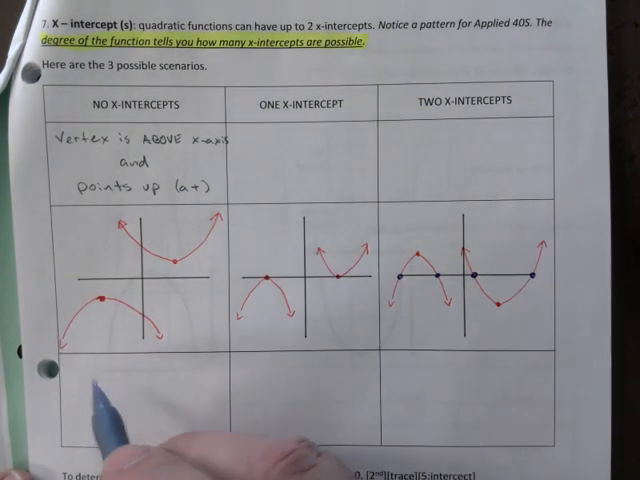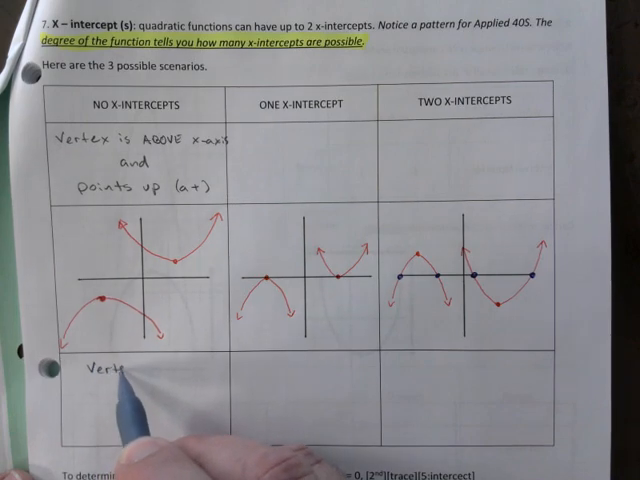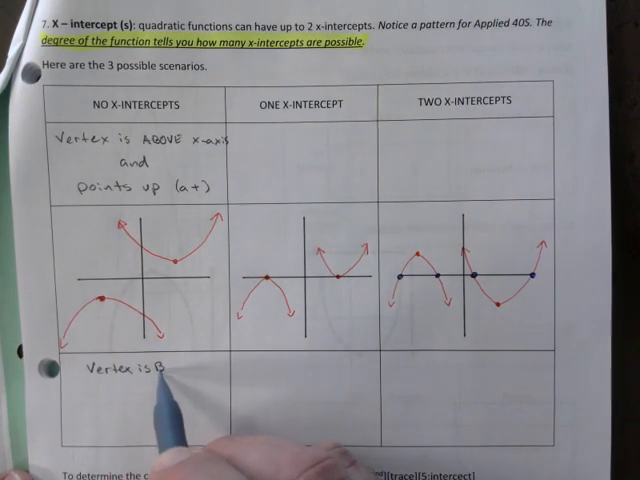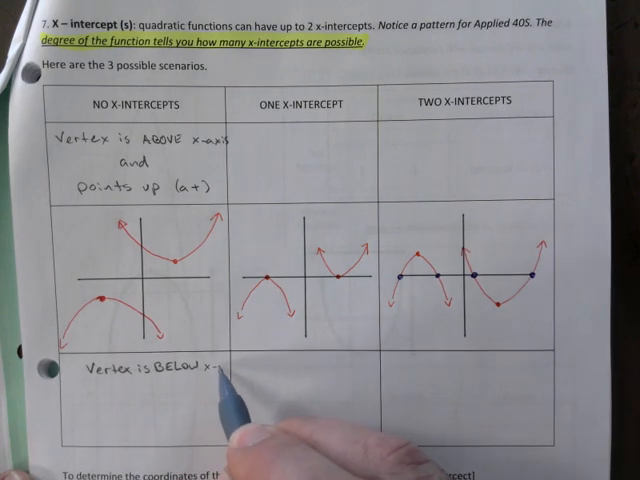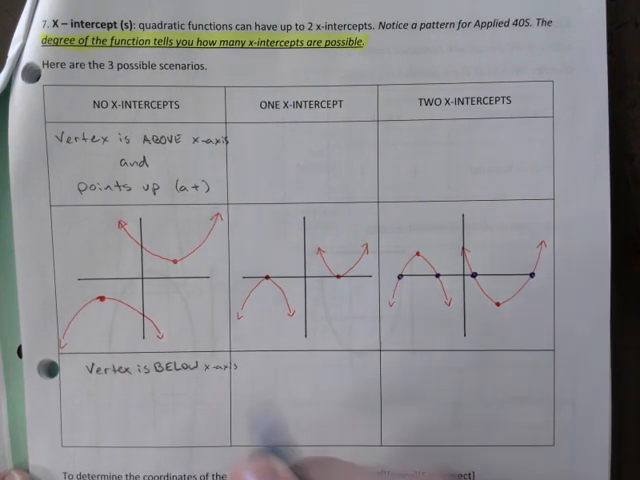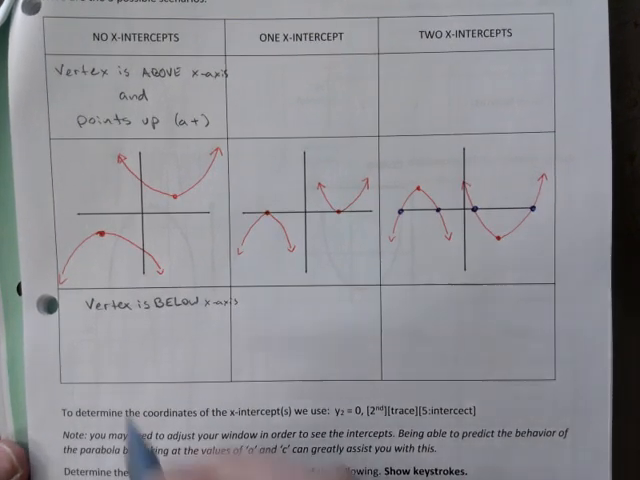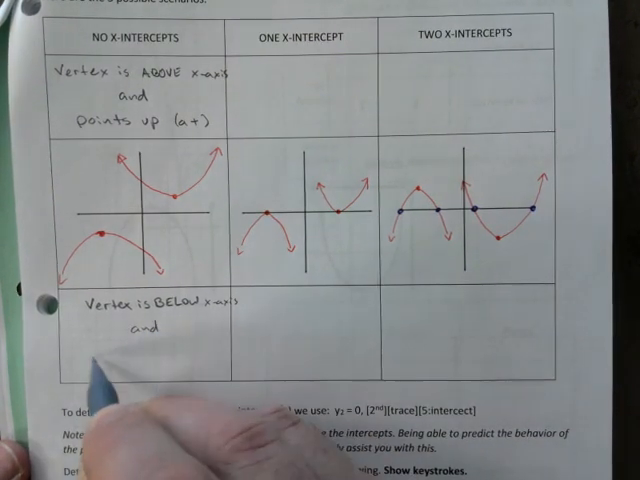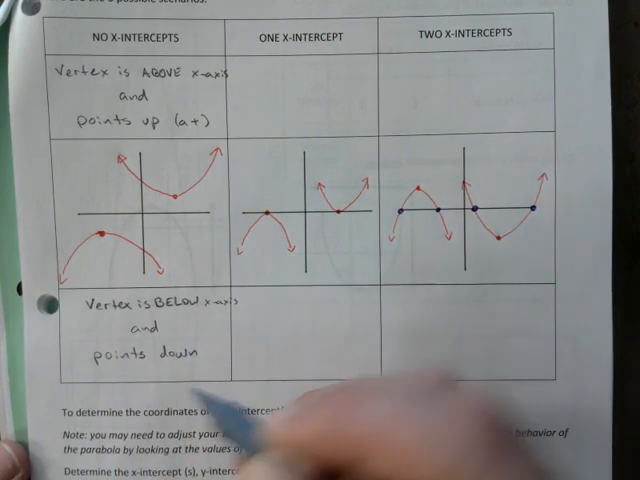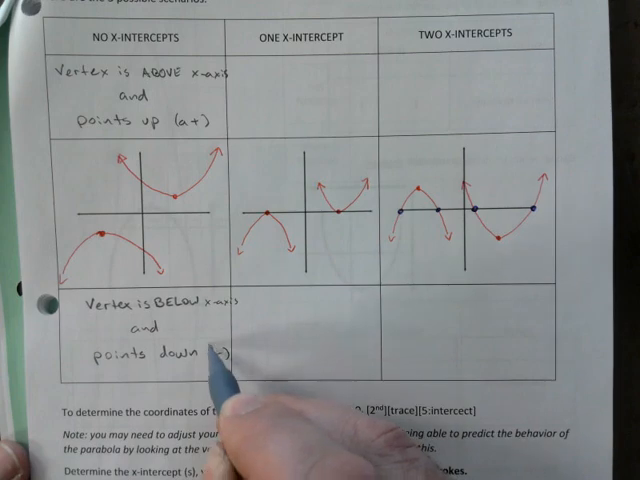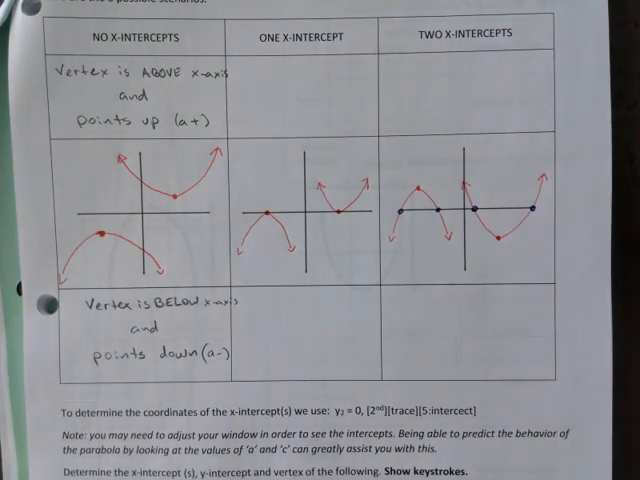On the other hand, it could be that the vertex is below the x-axis and points down, which means that A is negative, right? That's that scenario.